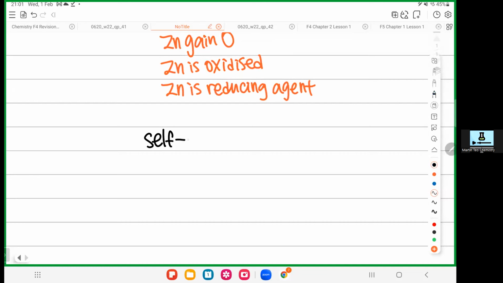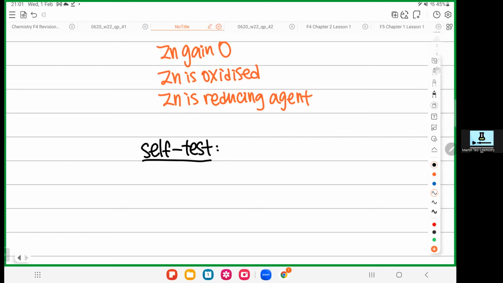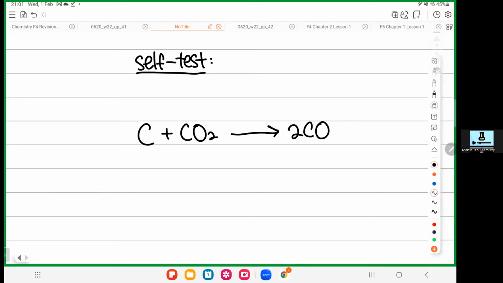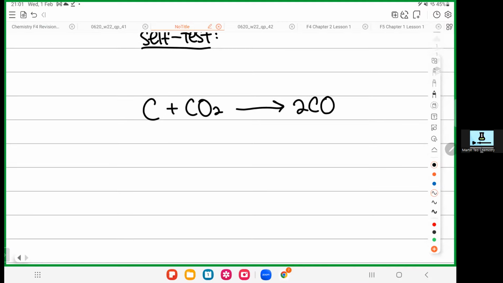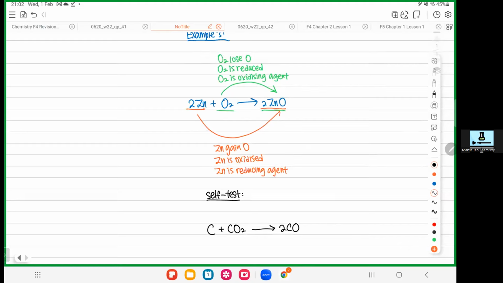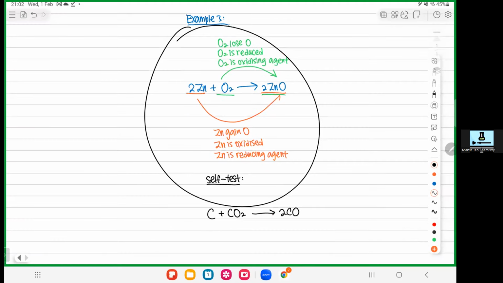After this self-test, we will move on to the hydrogen method, because I believe if you understand the oxygen method, you shouldn't have a big issue with the hydrogen method, because they are very, very similar. So this is a self-test for you all. This is carbon. This is carbon dioxide. And this is carbon monoxide. So guys, you can try. Just follow exactly what I do. You try first.